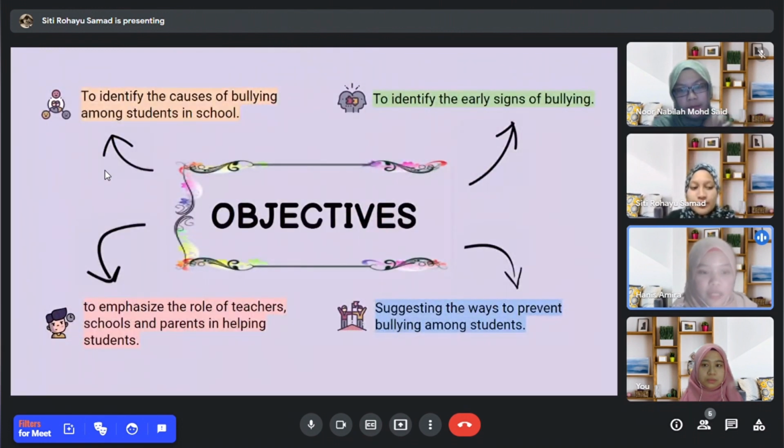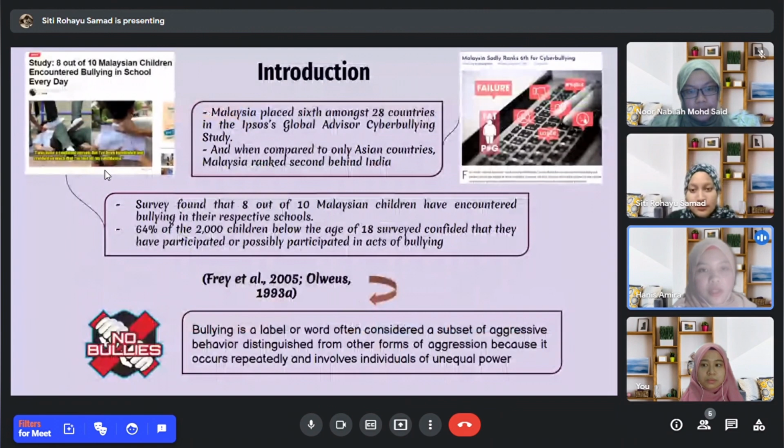Before we start the presentation, these are the main objectives of the research. The first one is to identify the causes of bullying among students in school, and then to identify the early signs of bullying, and to emphasize the role of teachers, school, and parents in helping students. The last one is suggestions on how to prevent bullying among the students. I will pass the presentation to Sister Nabila.